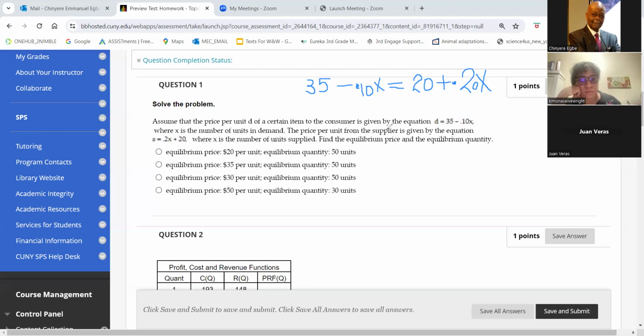The price per unit from the supplier, right? See, the consumer is the buyer, the supplier is the seller. So the supplier's equation is given by S is equal to 0.2x plus 20. So there's the supplier and there is the buyer, the consumer. Are we okay up to that point?